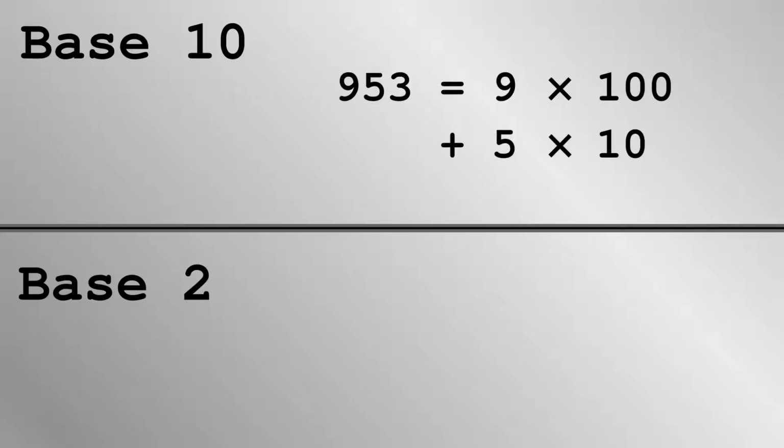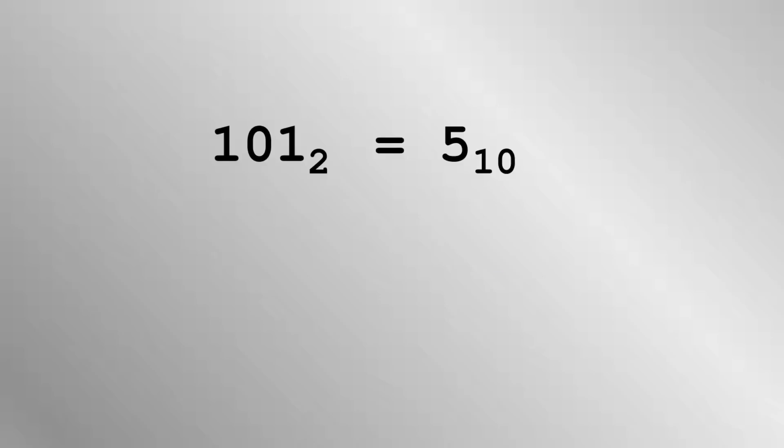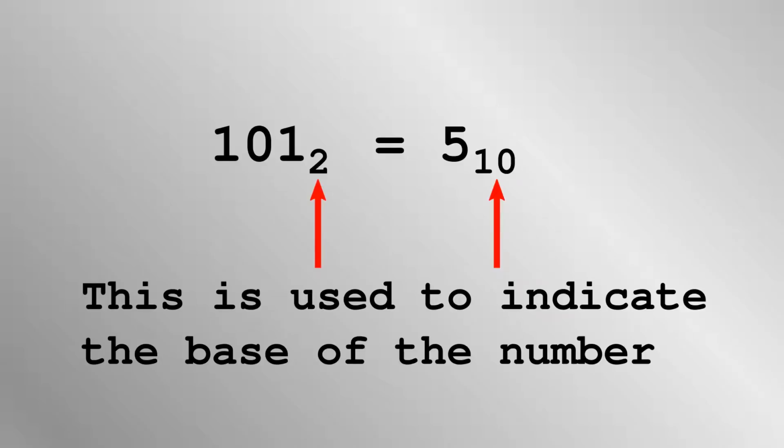For example, in base 10, the number 953 is 9 times 100 plus 5 times 10 plus 3 times 1. In binary, the number 101 is 1 times 4 plus 0 times 2 plus 1 times 1, which is 5 in base 10. Any number in base 10 can be represented by a number in base 2 and vice versa.